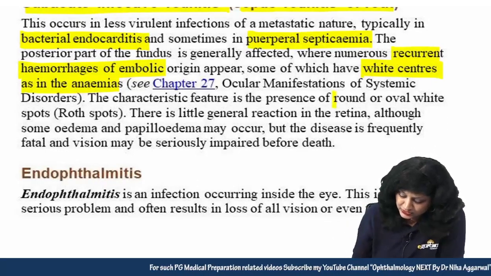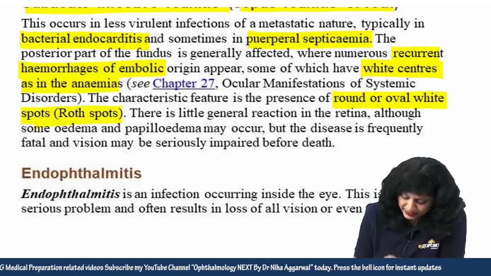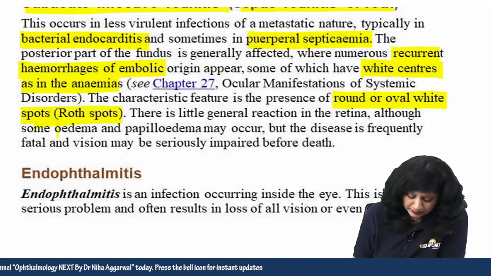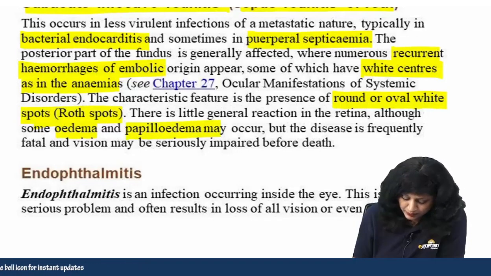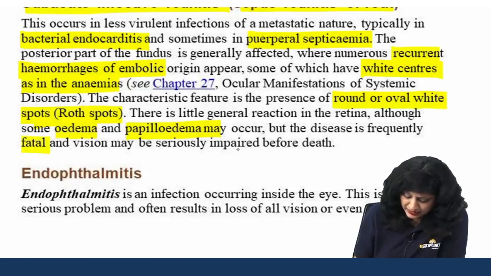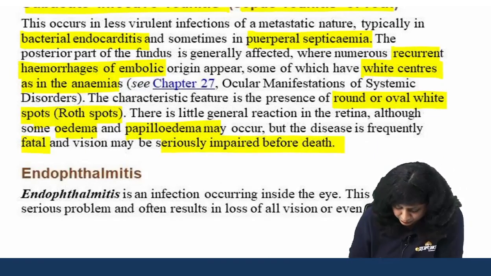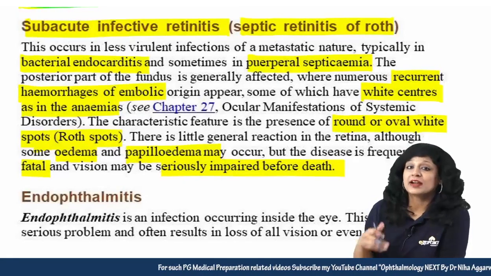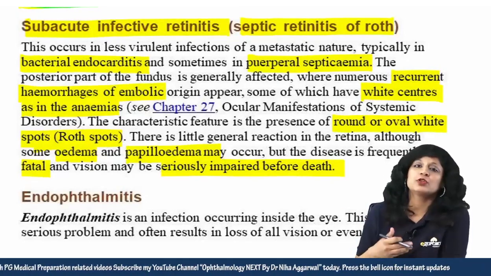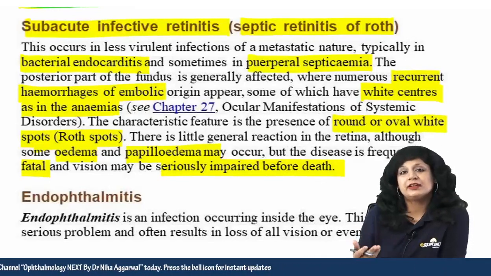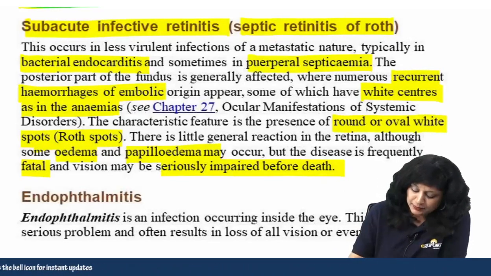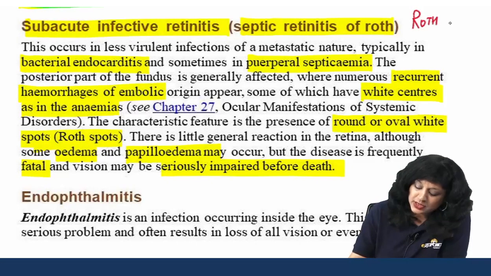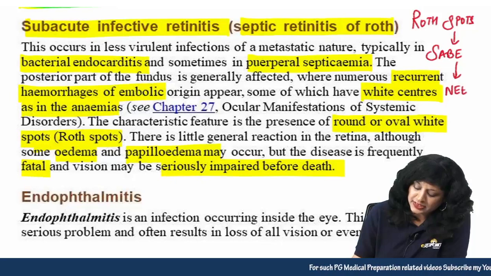The characteristic feature is round or oval white spots, Roth spots, and some amount of edema or papilledema may also occur, but the disease is frequently fatal, and the vision may be seriously impaired before death. So this is again a very severe disease, because not only is subacute bacterial endocarditis a severe disease, the Roth spots that are occurring are also very fatal in terms of visual impairment. So if you remember, Roth spots are found in subacute bacterial endocarditis. This was once a question in NEET 2018.